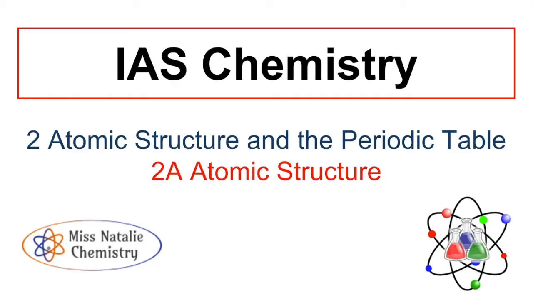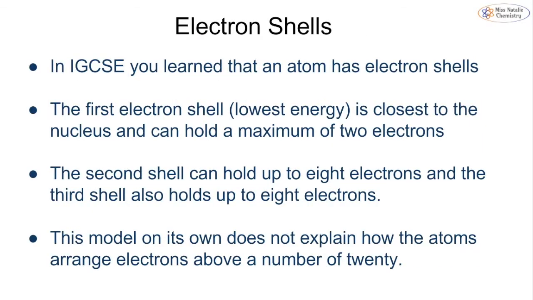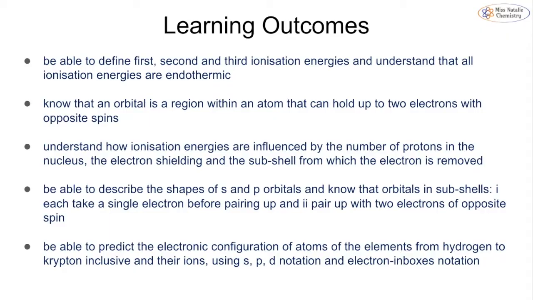In this video, we're going to be looking at the second part of topic 2A, atomic structure. So we previously covered mass spectrometry, and this is part of the IAS chemistry course from Edexcel. So we're going to be looking at things like ionization energy, how we actually arrange electrons in an atom, how the ionization energies are affected by the electron arrangement, the shapes of the different orbitals that exist, and how we can actually write out the electronic configuration using something known as SPD notation.